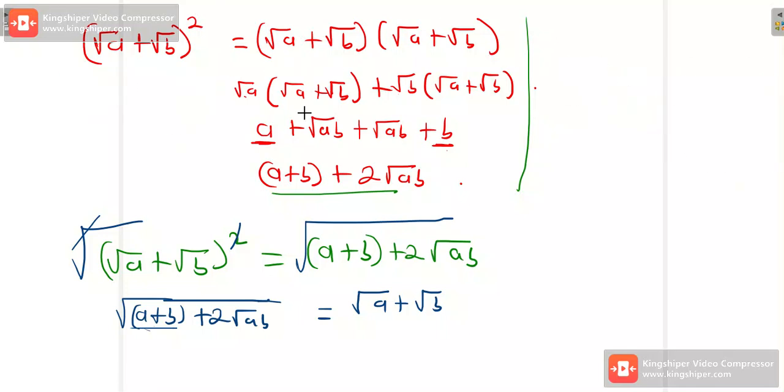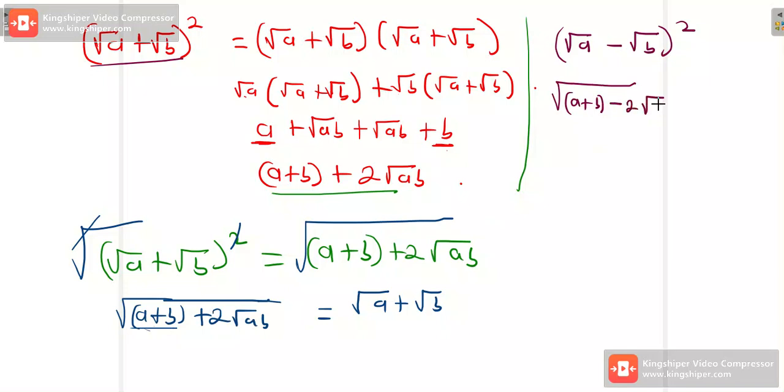Now, if the set is not of this form, and it is rather of the form root of A minus root of B all squared, then it means that the whole expression will change to square root of A plus B minus 2 root of AB is also going to be equal to root of A minus root of B. Let's get these two clear.